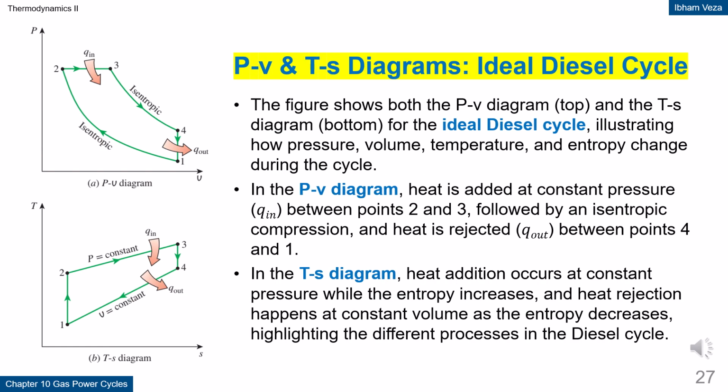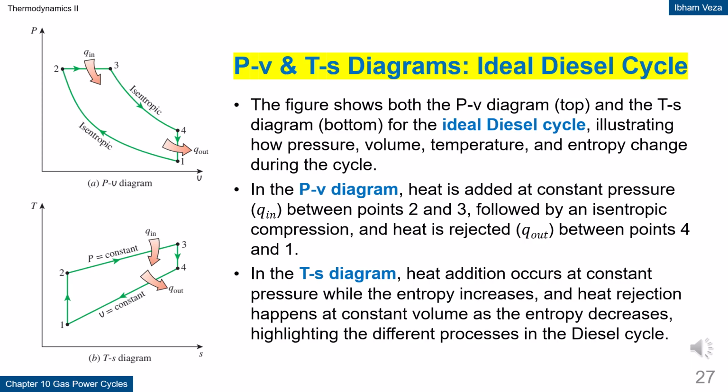PV and TS diagrams. Ideal diesel cycle. This figure shows the ideal diesel cycle in PV and TS coordinates. Heat addition occurs at constant pressure from point 2 to 3, unlike the Otto cycle, which uses constant volume heat addition. Compression and expansion processes remain isentropic.